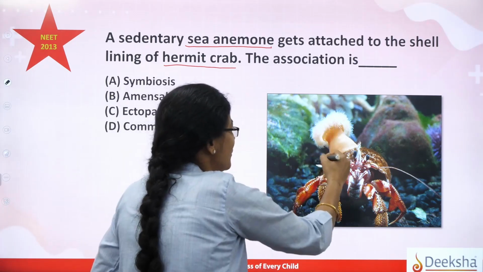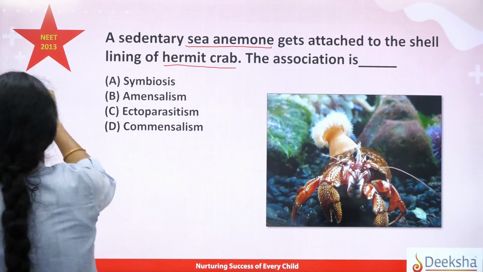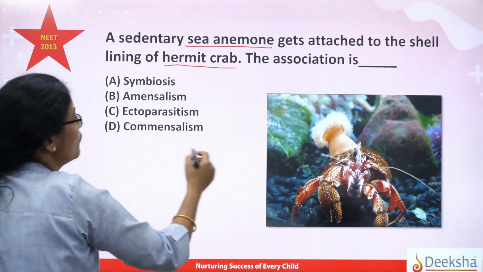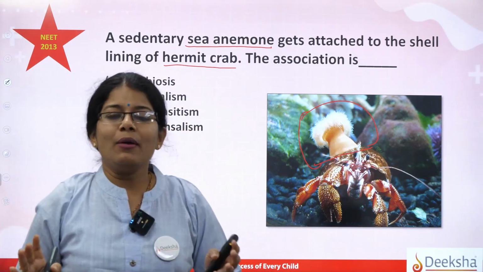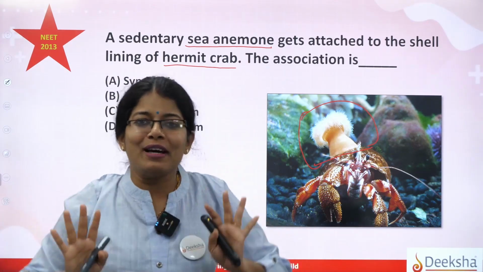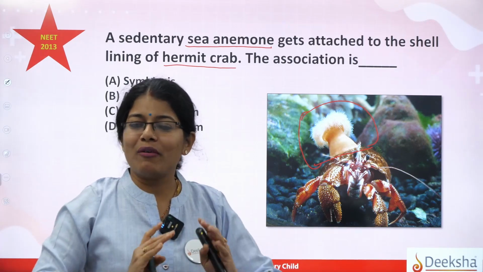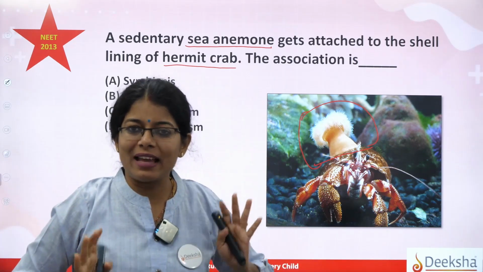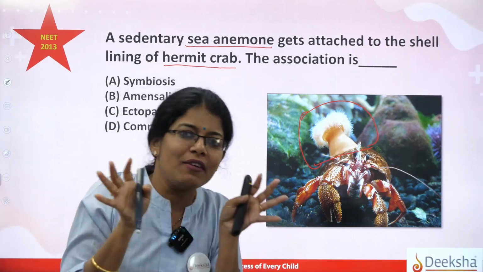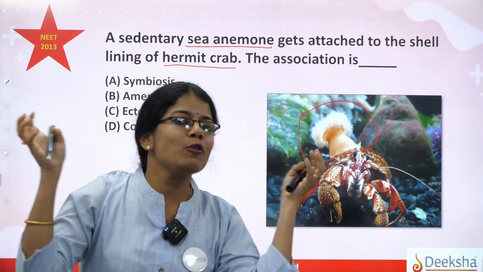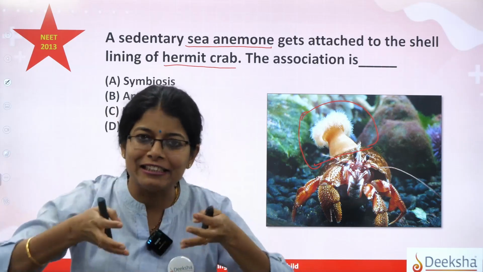This sea anemone, if you see, basically wants to gather food. So this sea anemone will be really very happy to take a free ride on the hermit crab. The hermit crab is going to give a free ride to the sea anemone, and meanwhile, the sea anemone will gather the food. Wherever it is moving, it will try to capture the food via its tentacles and consume the food.